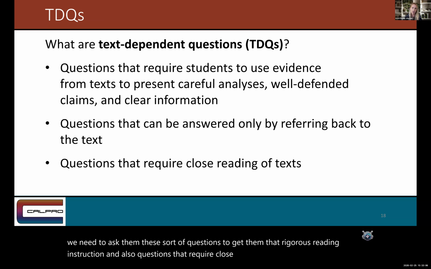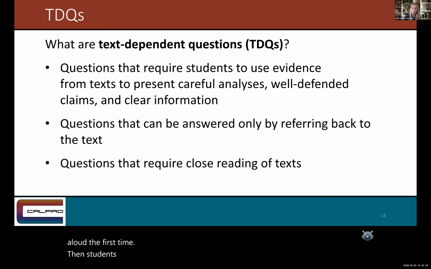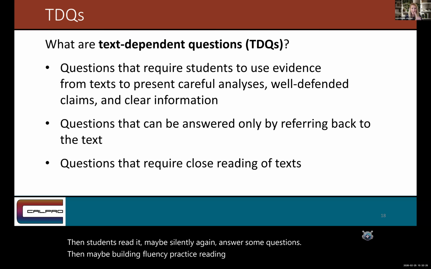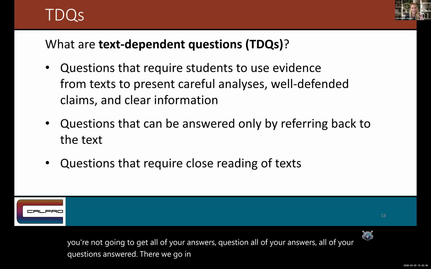So again, we've talked about what close reading is. So I think a lot of you said your process is a think aloud the first time, then students read it maybe silently again, answer some questions, then maybe building fluency, practice reading aloud. But close reading means you're not going to get all of your questions answered in just one reading. They really have to go back and interact and dig deeper to find answers. Okay.